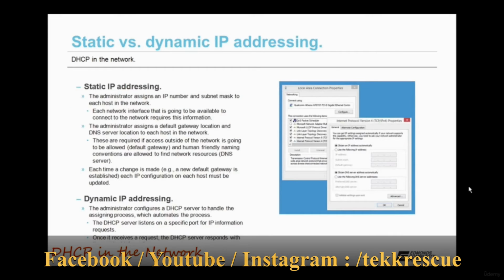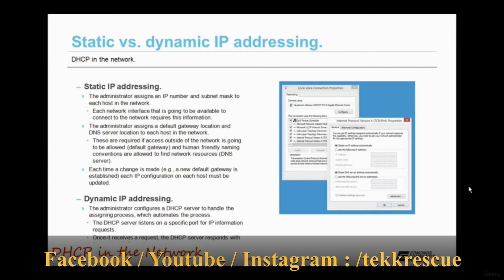So let's talk a little bit more about static IP addressing. The administrator assigns an IP number and subnet mask to each host in the network, whether it be a PC, router, or some other piece of electronic equipment. Each network interface that is going to be available to connect to the network requires this information. The administrator also assigns a default gateway location and DNS server location to each host in the network. Now, these settings are required if access to outside networks is going to be allowed.